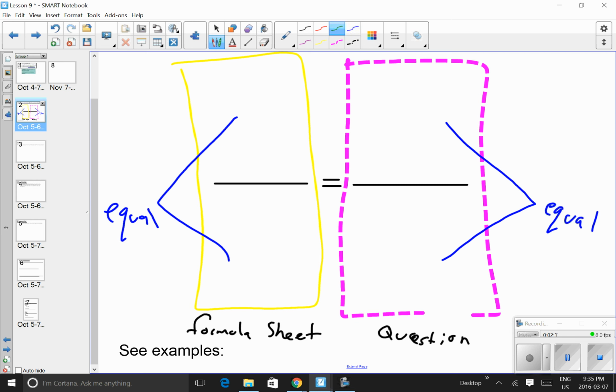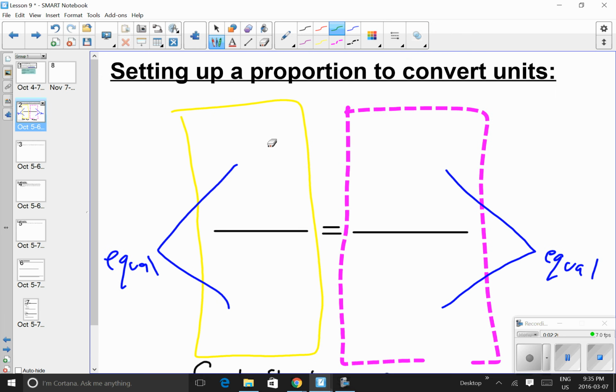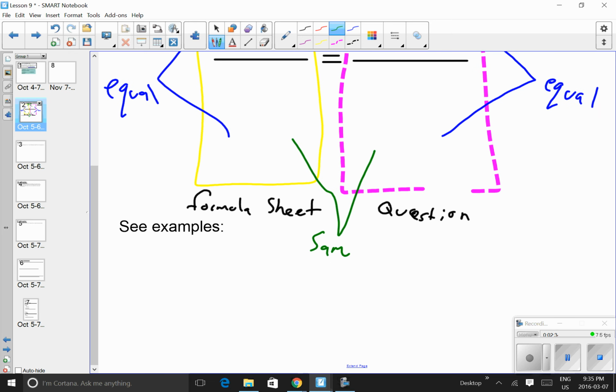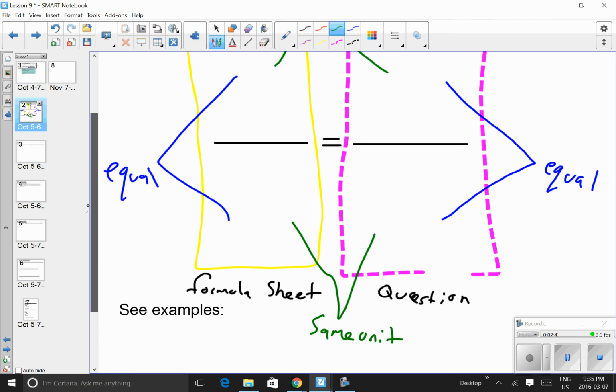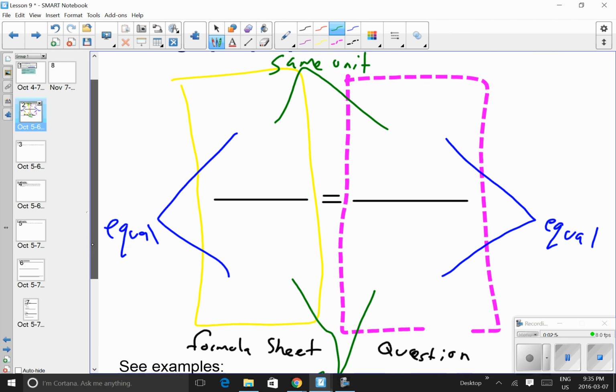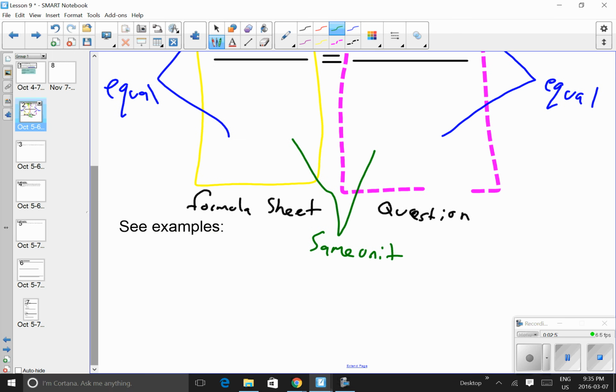And whatever you have on top, these two things need to be the same unit. And the bottom two things have to be the same unit as well. So that might look a little confusing. I'll show you a different way of writing it. So same unit on the top, same unit on the bottom. Top and bottom on one side are equal, top and bottom on the other side are equal. Just another way of writing this.